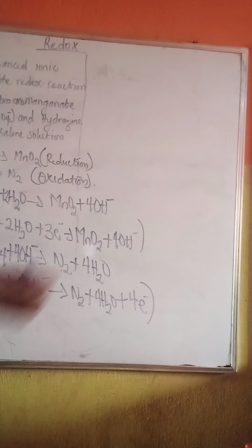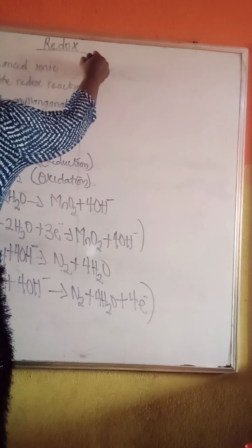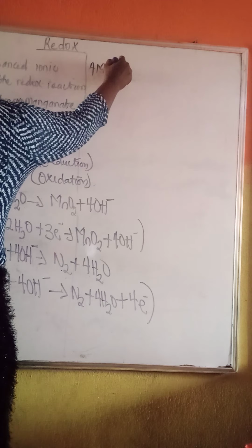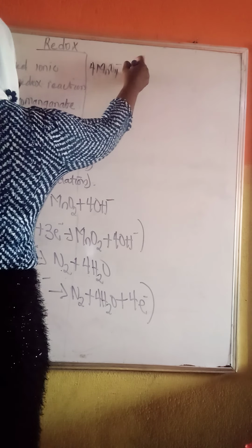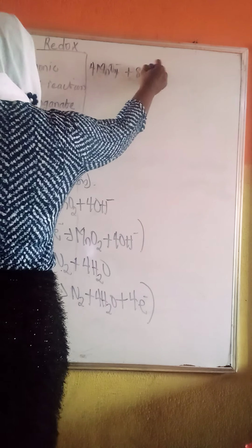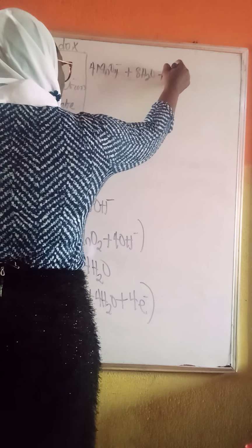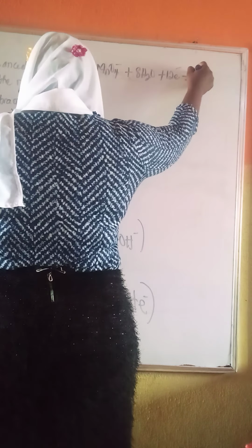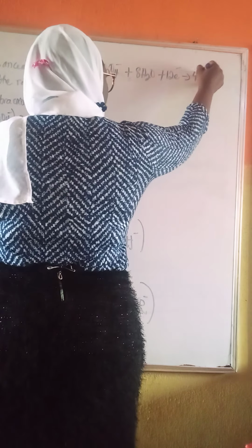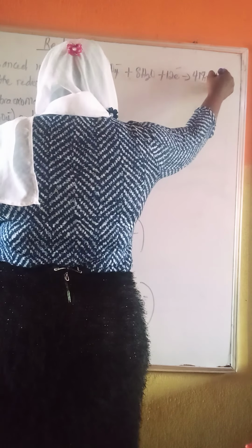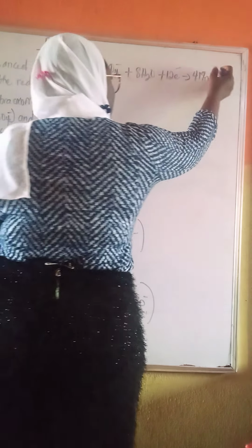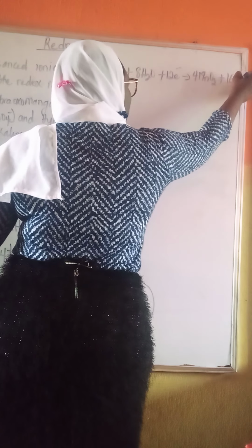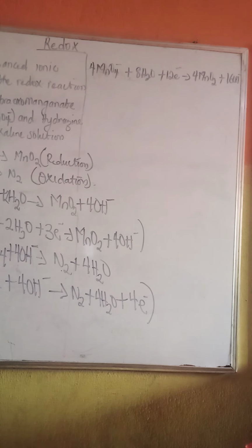Let's write it out first. 4 MnO4 minus plus 4 times 2, 8 molecules of water plus 12 electrons, going to 4 times 1, 4 MnO2 plus 4 times 4, 16 OH minus. I hope you can see it.